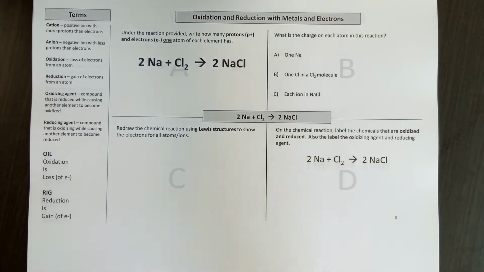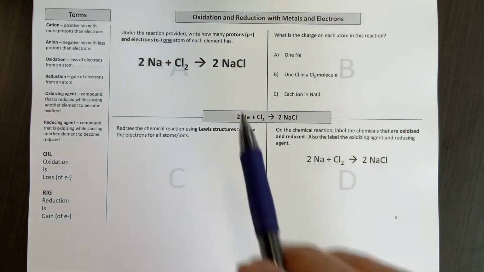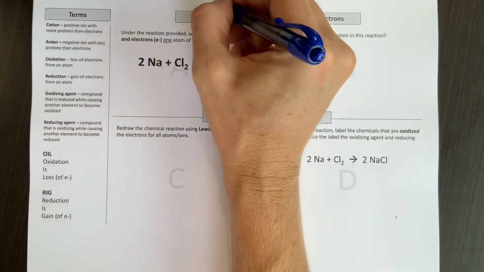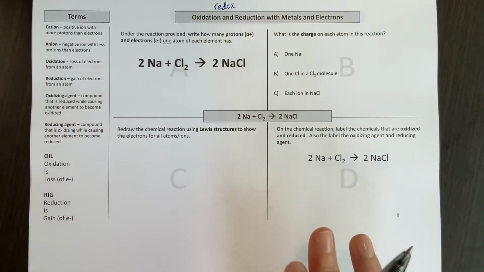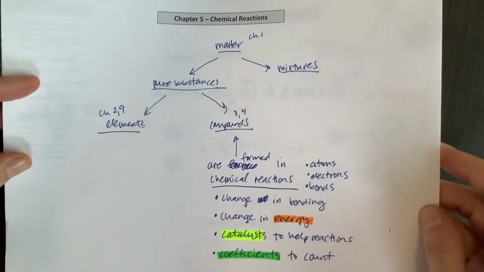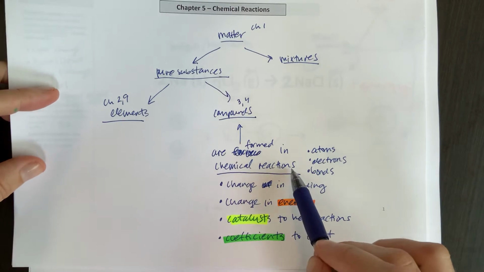We're beginning the second big set of topics in chapter 5 now, and it's oxidation and reduction, or a shorthand that you'll hear me say sometimes is redox. And this fits in, again, just back to our first page here. We're talking about chemical reactions.